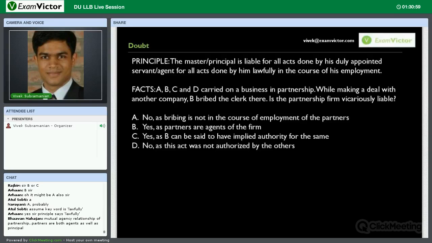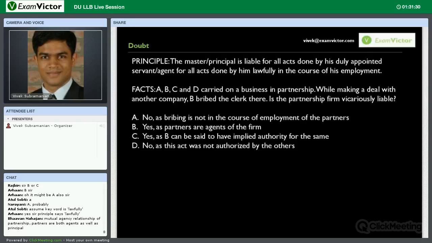Going to choice B, it says yes, as partners are agents of the firm. Yes, partners are agents of the firm, as I told you earlier also. C, yes, as B can be said to imply authority for the same. I doubt whether he has an implied authority of bribing the clerk. So that's doubtful. D says no, as this act was not authorized by the others. Again, we do not know whether it was authorized by the others or not.